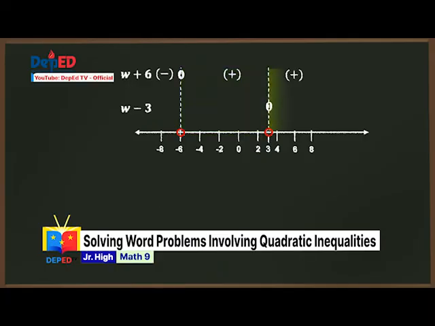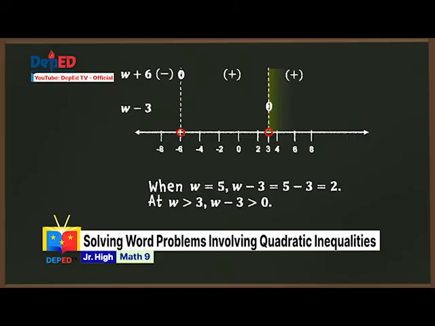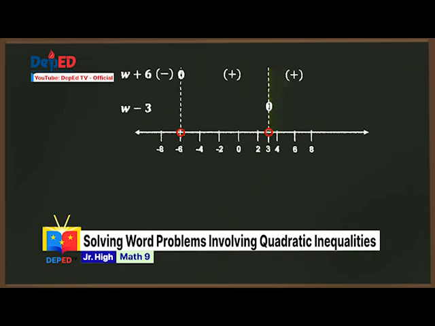In the region to the right of 3, we may use 5 as the test value. And when w is 5, w minus 3 will be equal to 5 minus 3, in which the result is +2. Hence, in this region, where w is greater than 3, the value of w minus 3 is positive. Let's add these observations in the graph.